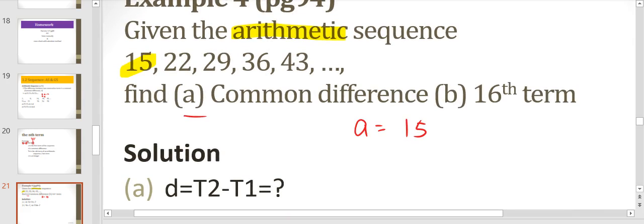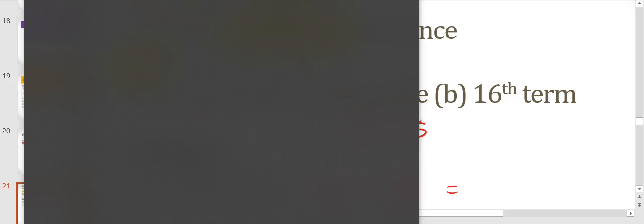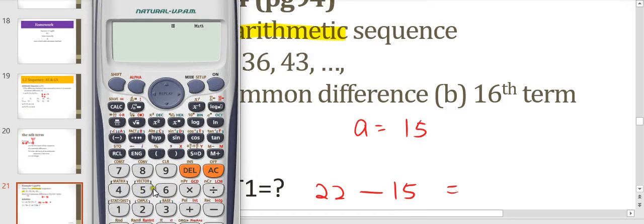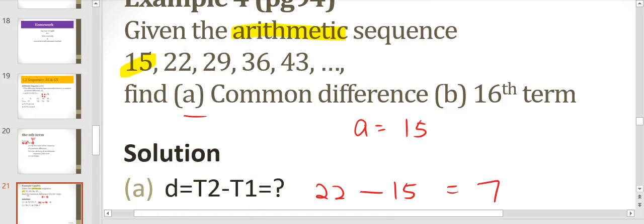It is your term 2, that is 22, minus your 15. What do you have? If you find it hard to think, then just get your calculator. So 22 minus 15, what do you have? You have 7. Just use your calculator.